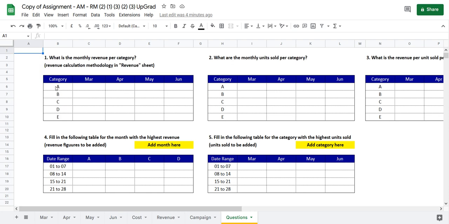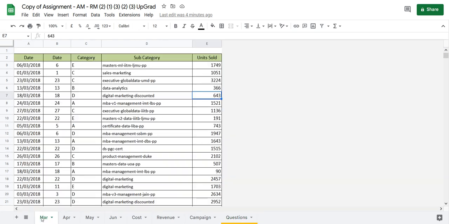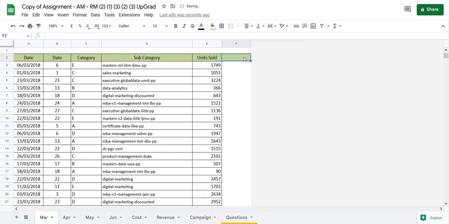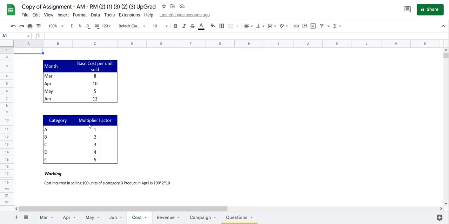First we will calculate the cost for each and every month. For finding out the cost, we will add one column. First we have to decide the multiplier factor. What will the multiplier factor be? Basically it is based on category. If the category is A, then the multiplier factor will be 1. See here, it is given in the cost table: for category A it is 1, for category B it is 2, for C 3, D 4, and E 5.